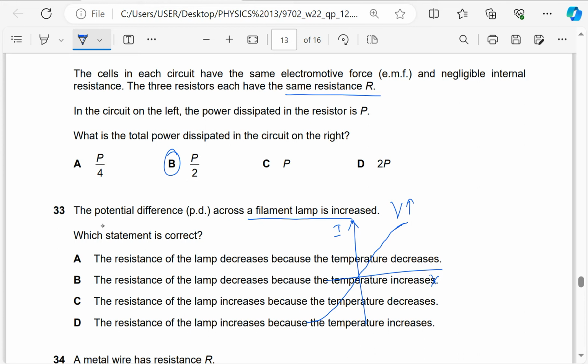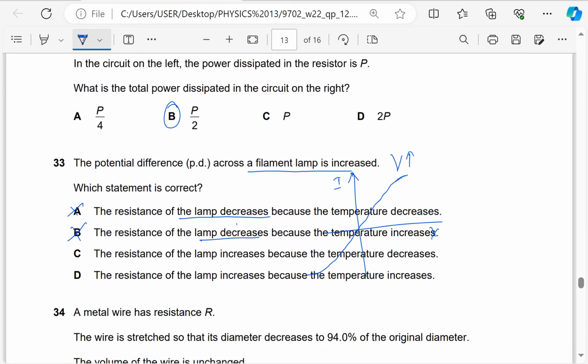So let's see, the resistance of the lamp decreases. It doesn't decrease. It instead increases. So this is wrong. We said this is wrong because the resistance increases. The resistance of the lamp increases. Yes, it increases. But why does it increase?